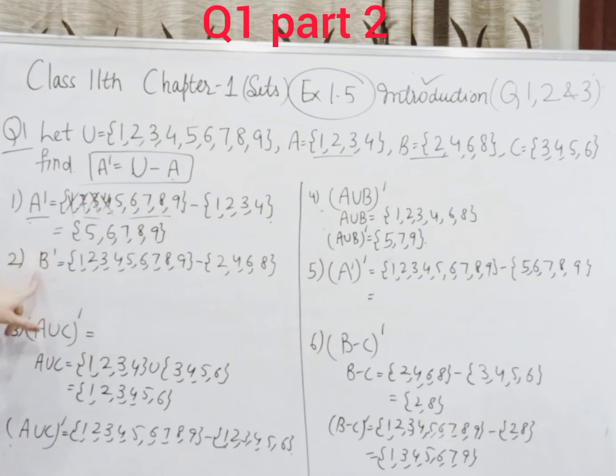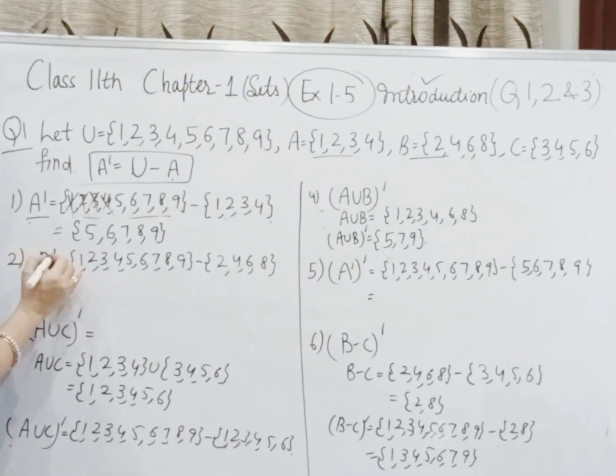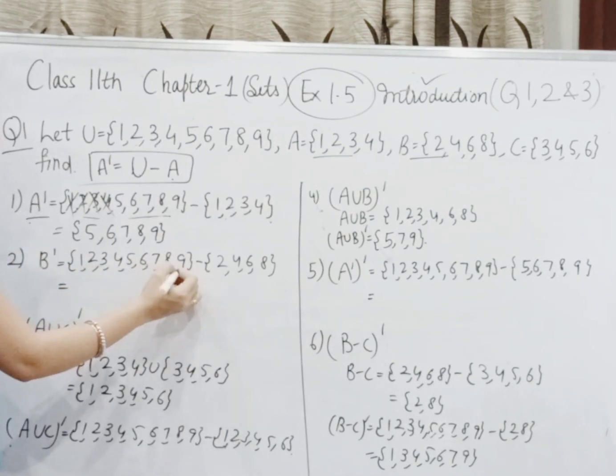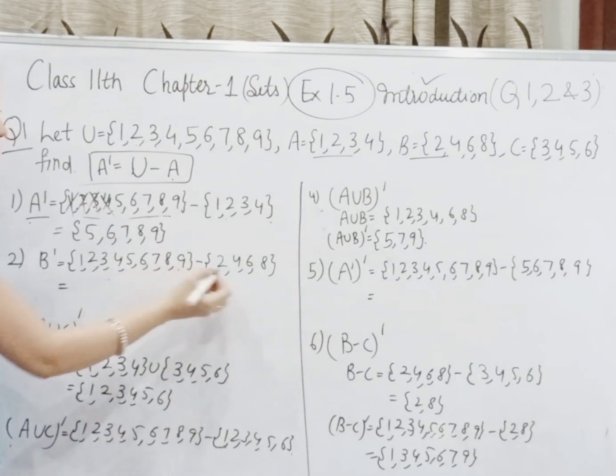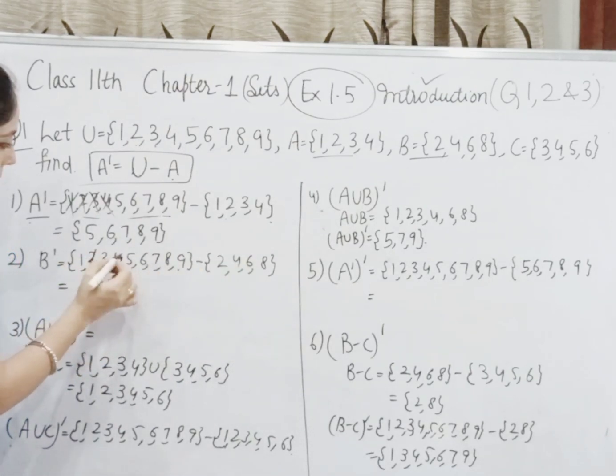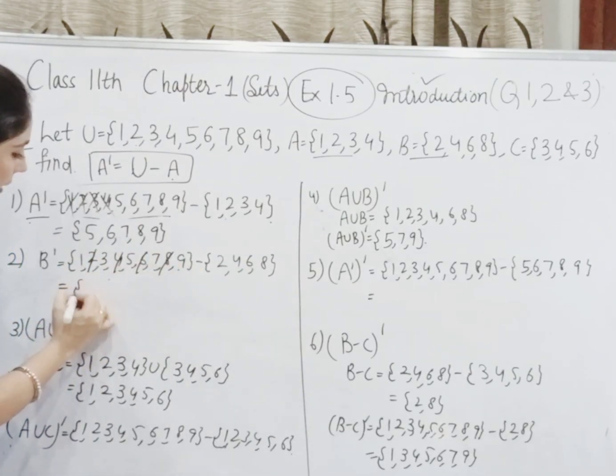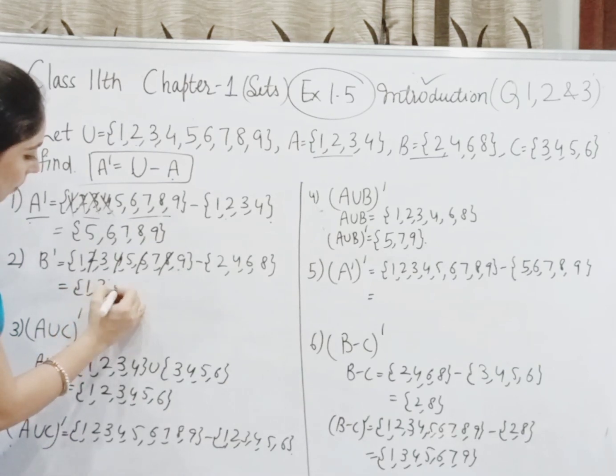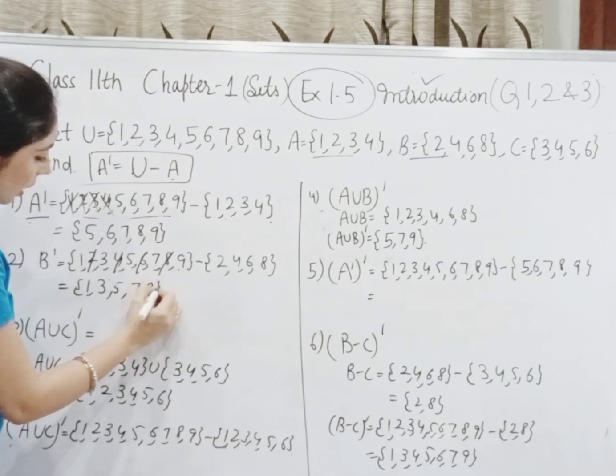So, what about B complement? B complement will contain those elements of U which are not in B. 2, 4, 6, 8 will be discarded. So, the answer will be 1, 3, 5, 7, 9.